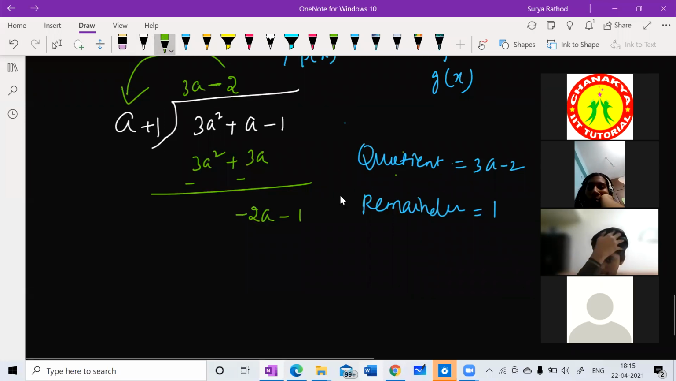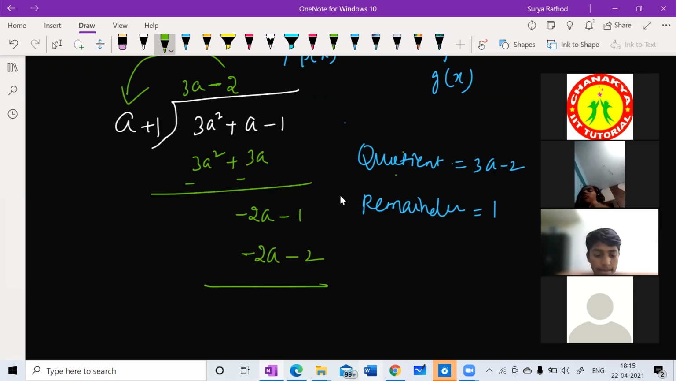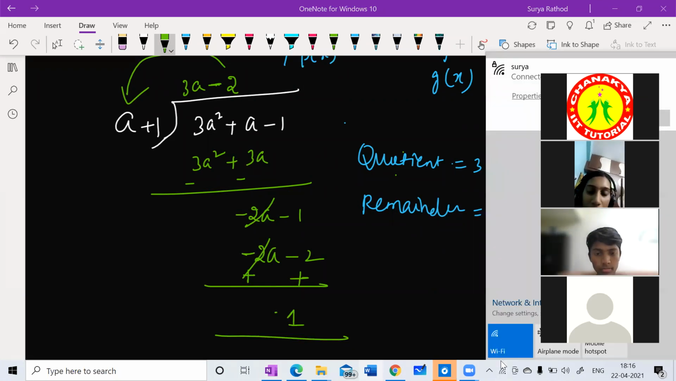Are you getting my point? So minus 2 means minus 2a minus 2. I'll be changing the signs now. Plus 2a minus 2a will get cancelled. And the remainder is going to be what? 1. All right. Is it clear now?